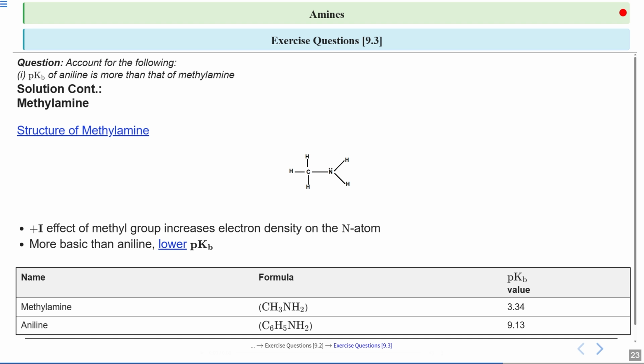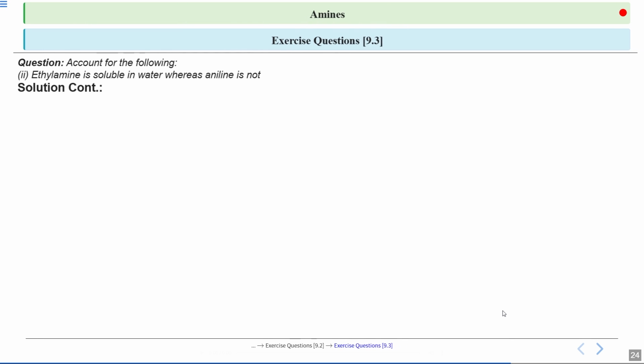If you also see the pKb values, for methylamine the pKb value is 3.34, and for aniline the pKb value is 9.13. So aniline has a higher pKb value, which means it is a weaker base, and methylamine, which has a lower pKb value, is a stronger base. Okay, now let's move further.